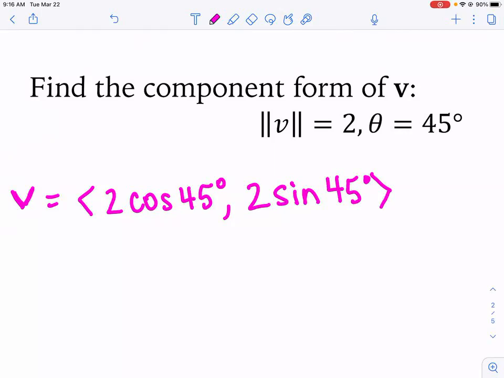Is there a difference between the V with the lines and the V without? The one with the lines is magnitude. The one without is just the name of the vector.